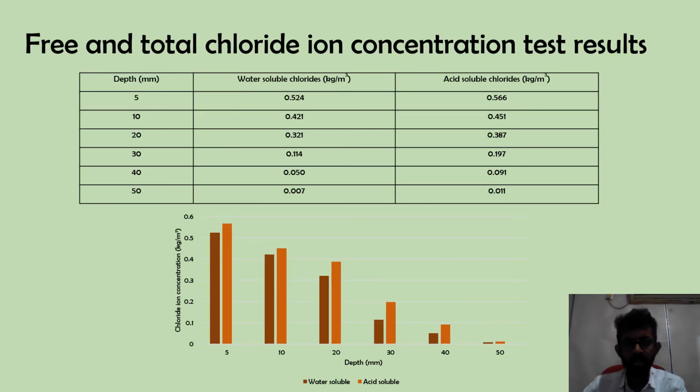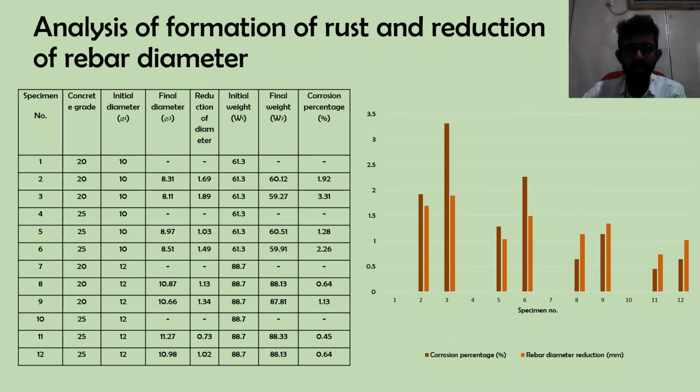Free and total chloride ion concentration test results. It can be seen that the acid-soluble chloride ion concentrations are higher than the water-soluble chloride ion concentrations throughout all depth levels. Analysis of formation of rust and reduction of rebar diameter. It can be seen for both grades that the corrosion percentage has increased, and it has decreased with the increase of rebar diameter as well.